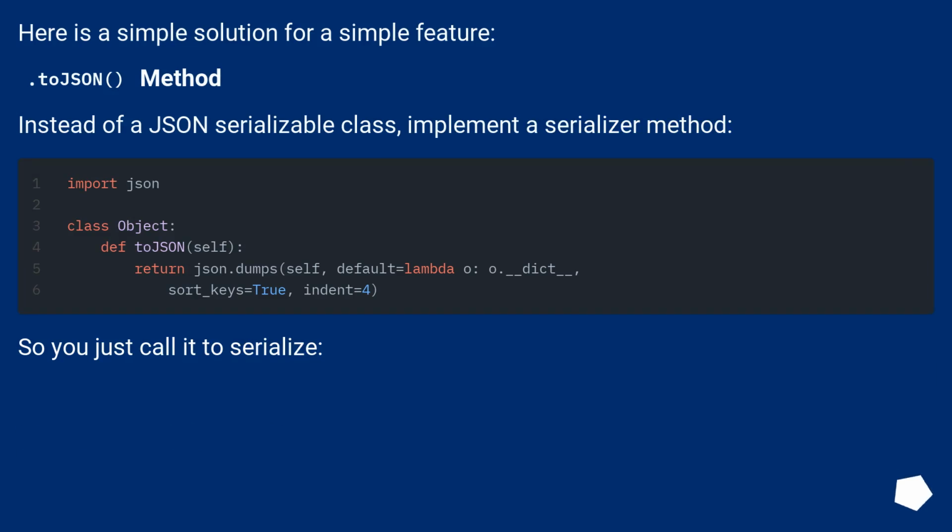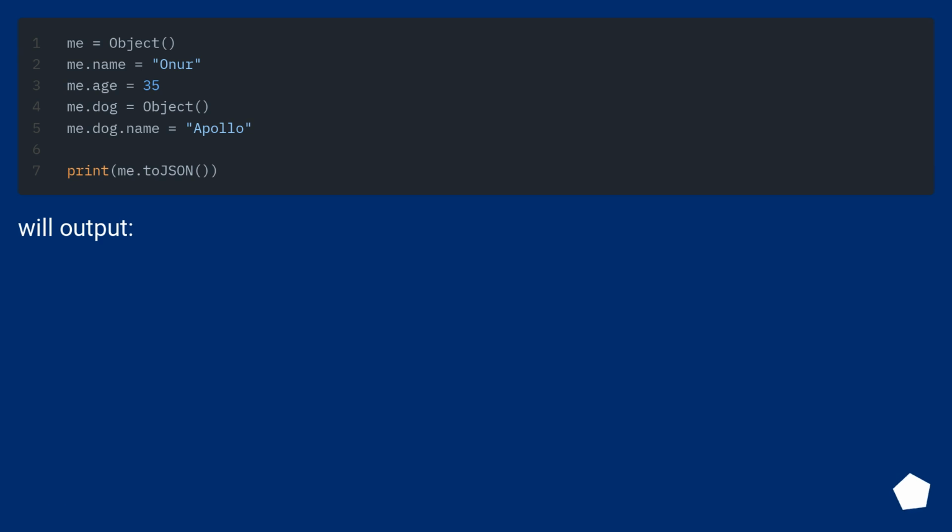Instead of a JSON serializable class, implement a serializer method. So you just call it to serialize. Will output.